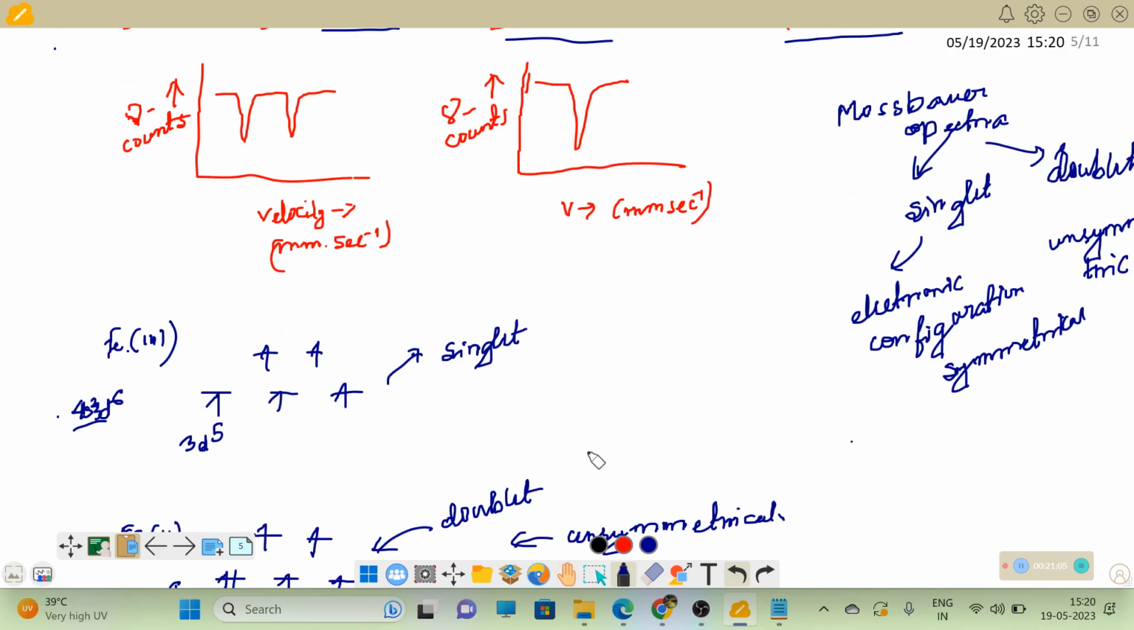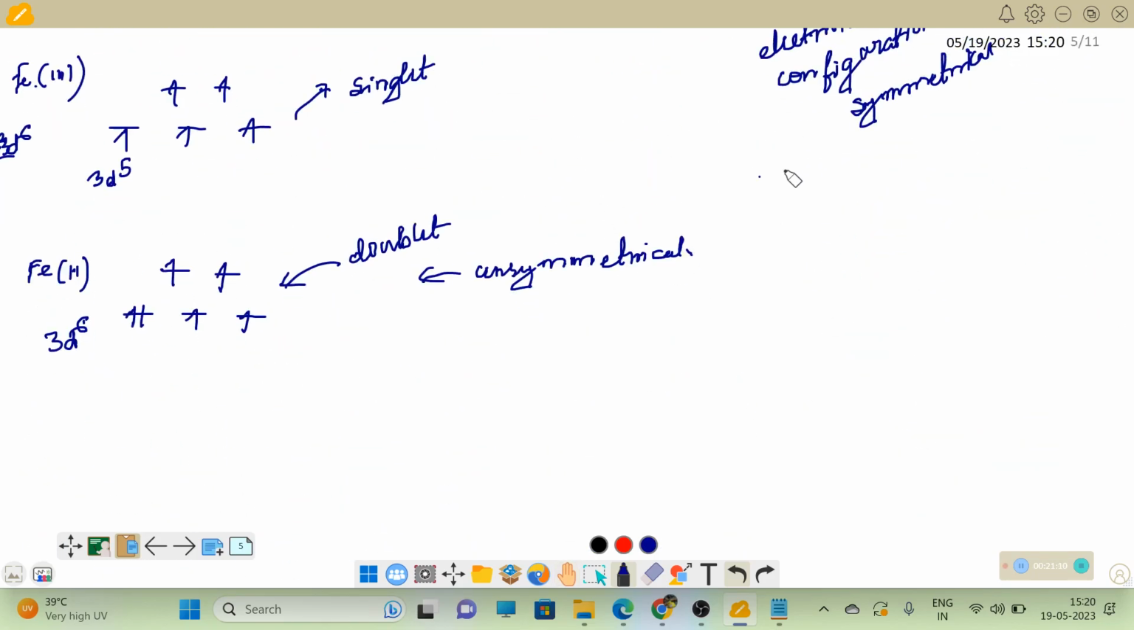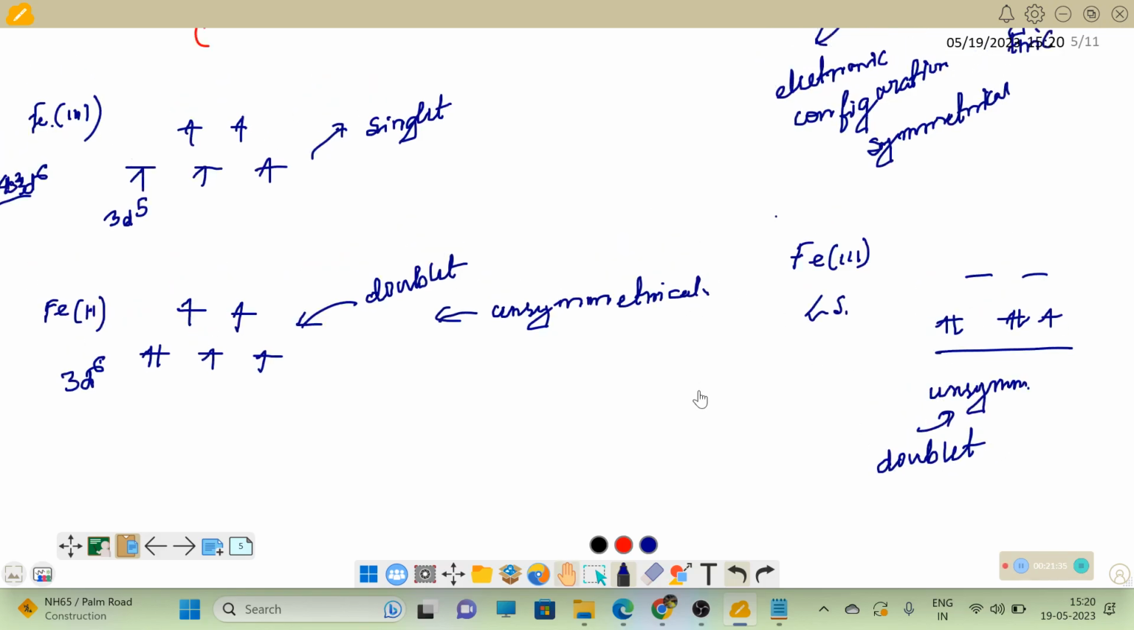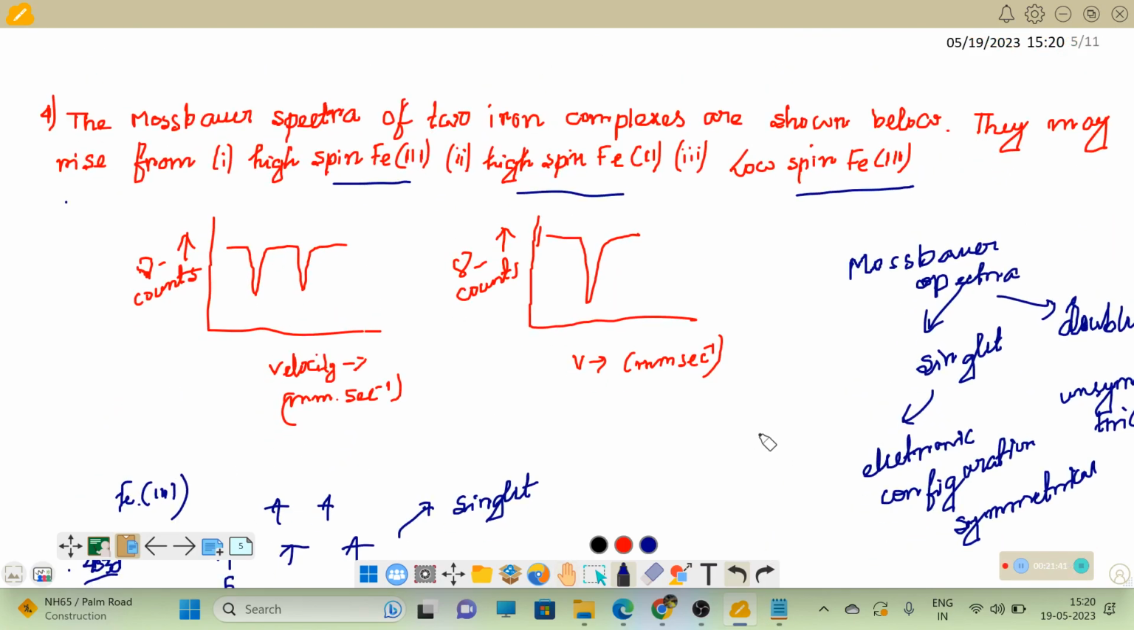Next is low spin Fe3+. Fe3+ means a d5 system, but it is low spin, so the electrons pair up in the t2g orbitals. So it will also be unsymmetrical, so it will provide a doublet. Two peaks will come. So this will be the answer. I think you understand the whole thing. Okay, now coming to the next question.